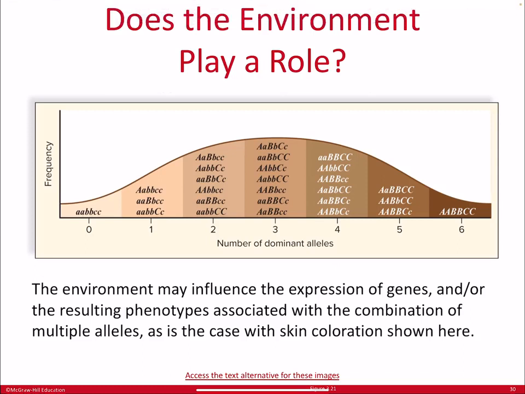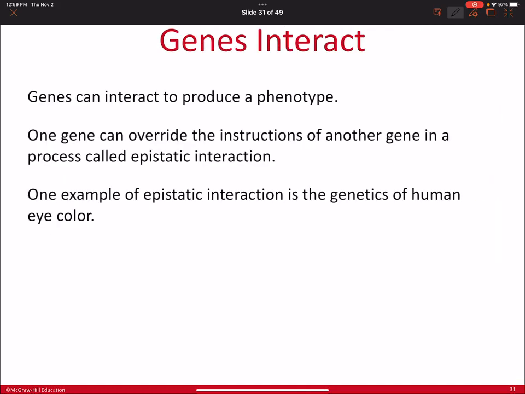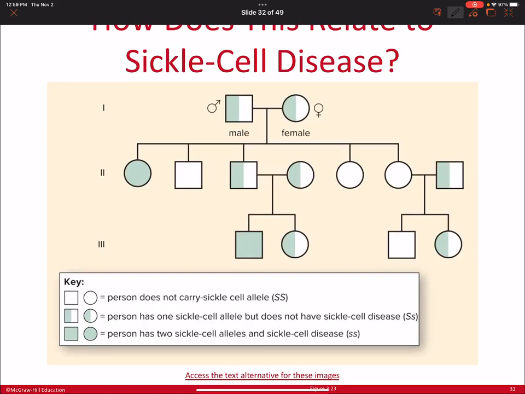Sometimes the environment plays a role too. So it can affect the expression of genes associated with, like, skin color shown here. Skin color is determined by 3 genes, A, B, and C. And if you have the recessive version of all 3 of those, then you have 0 dominant alleles and your skin color is pretty light. If you have all the dominant alleles, then your skin color is pretty dark. Genes can interact to produce a phenotype too. So in some cases, one gene affects the expression of another one.